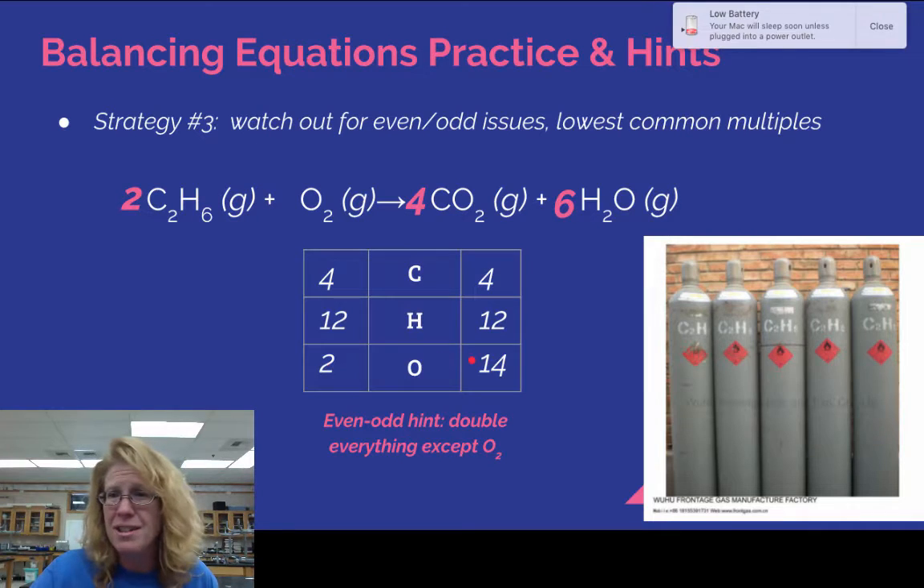Oh, my battery's going to die. That'll be fun. And let me close that. You go away. Okay.